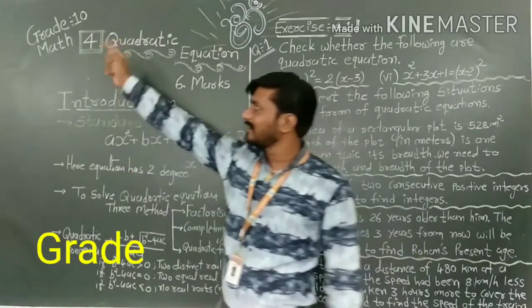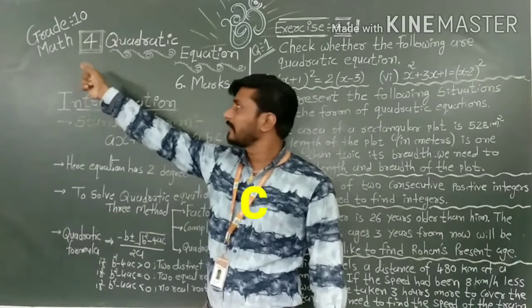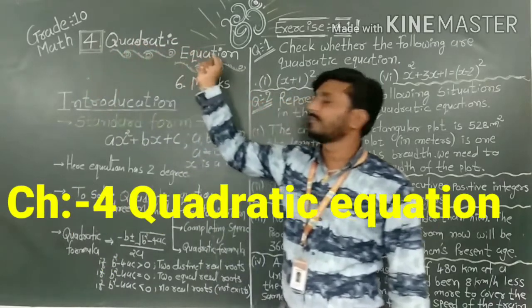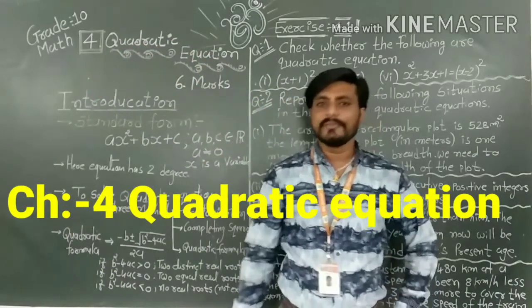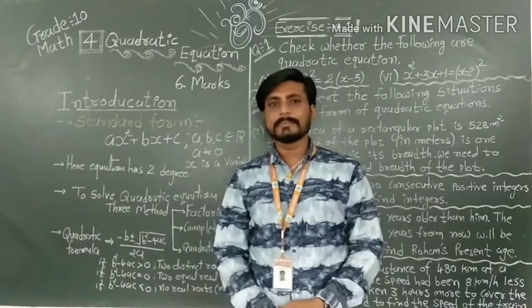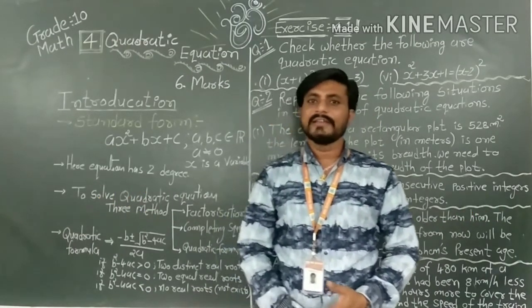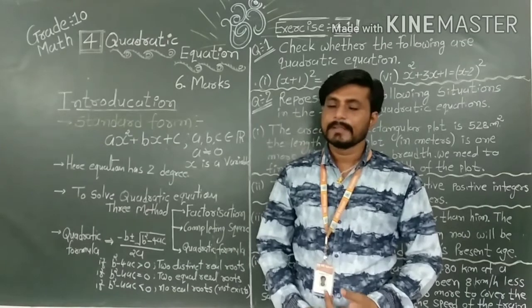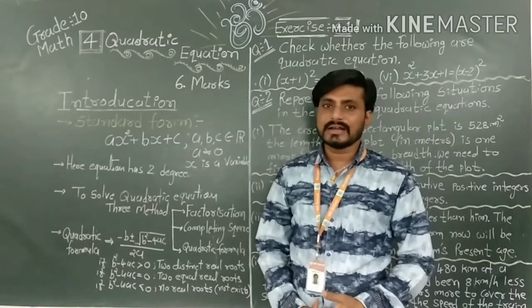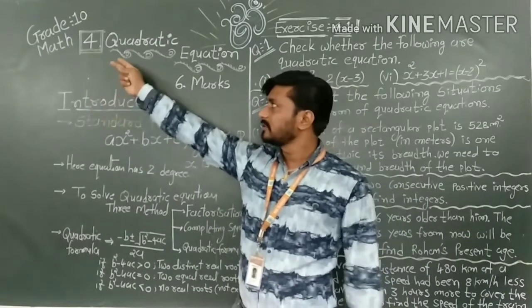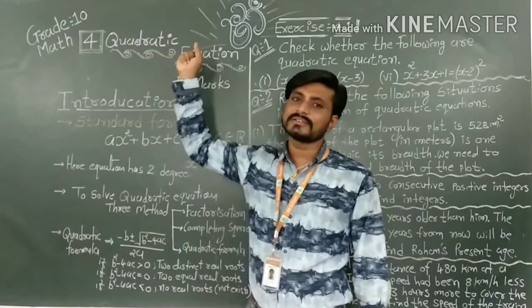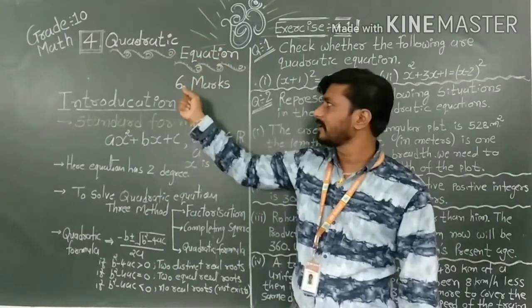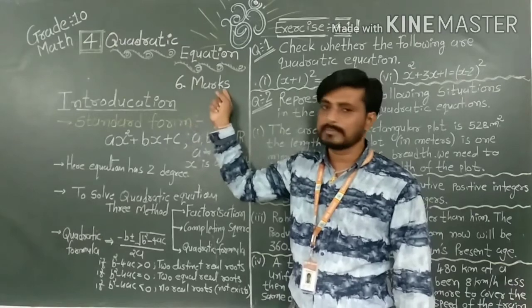This is grade 10, subject mathematics, chapter number 4, quadratic equation. In our previous videos, we completed chapter number 3, pair of linear equations in two variables. Today we are going to start a new topic, which is chapter number 4, quadratic equation. The weightage of this chapter in the final exam is 6 marks.